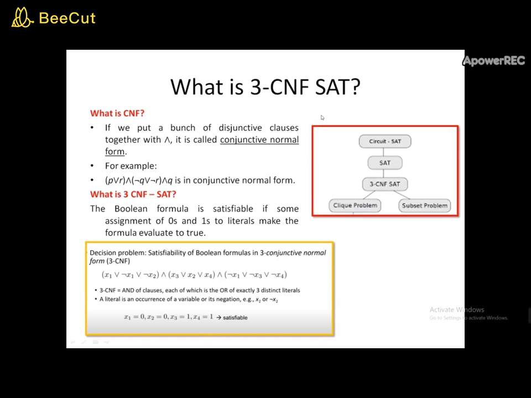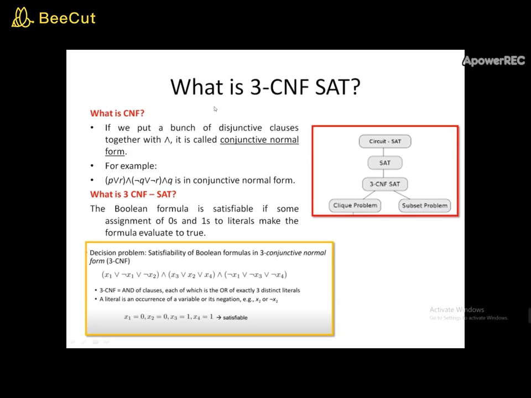When I say 3CNF, first of all you have to recall what conjunctive normal form is. Conjunctive normal form is nothing but a bunch of disjunctive clauses together with and. I can take an example here. This is a bunch of disjunctive clauses. Disjunctive means I have an or here. So I have an or here. Here I don't call it a disjunctive clause because no or is present, but this is a clause. So when I have multiple clauses with an and symbol in between, it's called conjunctive normal form. This is just to recall what CNF is.